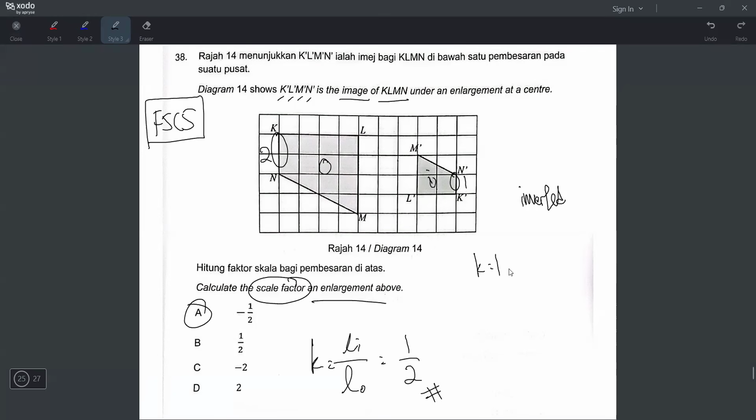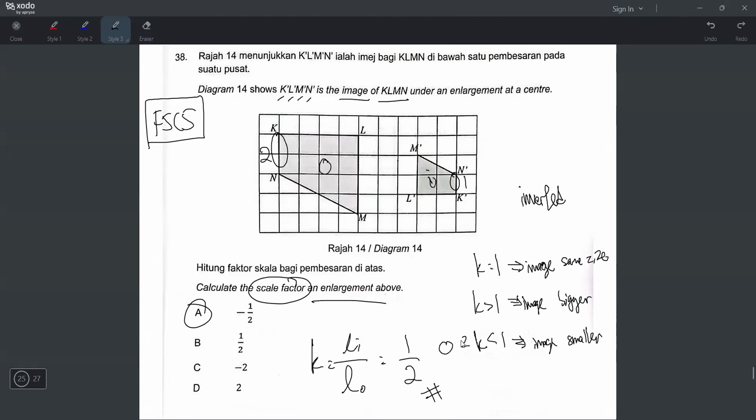When your K is 1, your image is the same size. When your K is bigger than 1, your image is bigger. And when your K is smaller than 1 but bigger than 0, so K in between 0 and 1, then your image gets smaller.